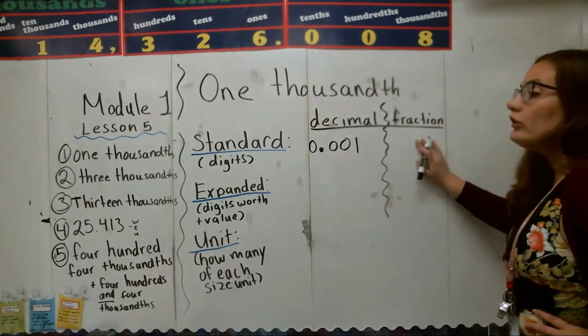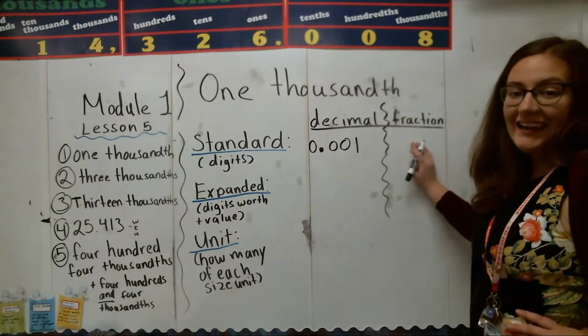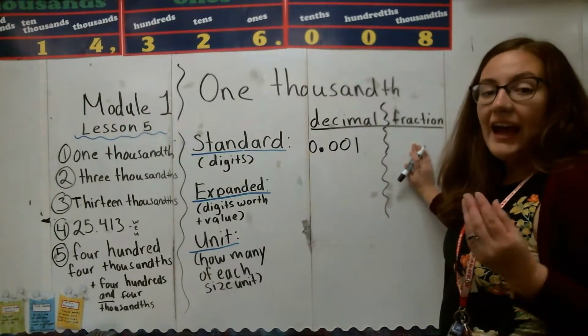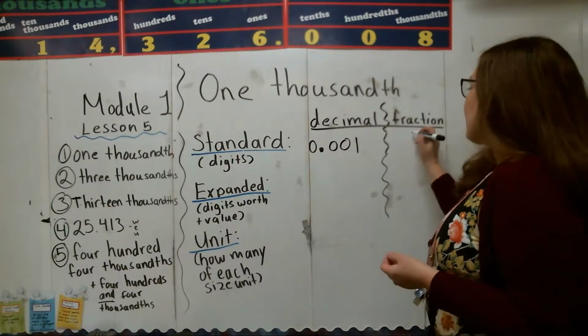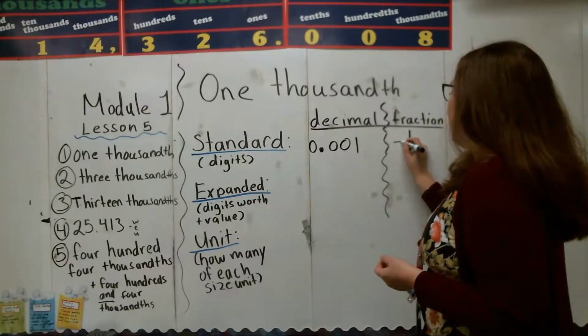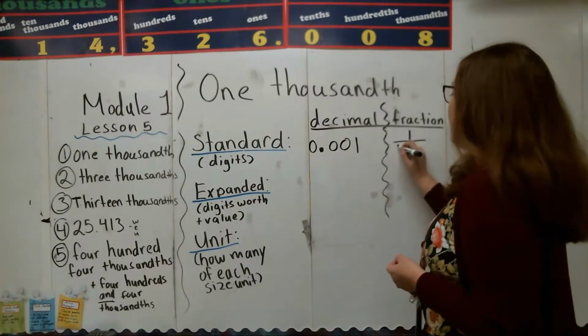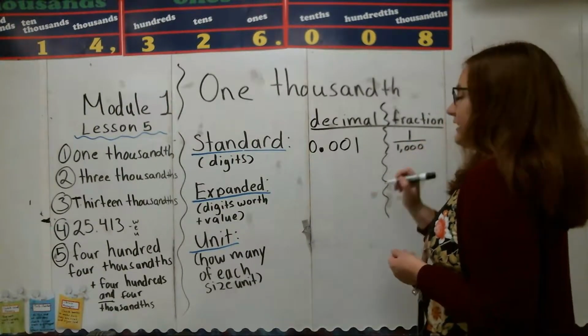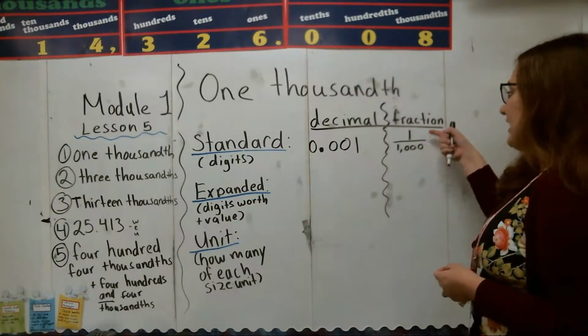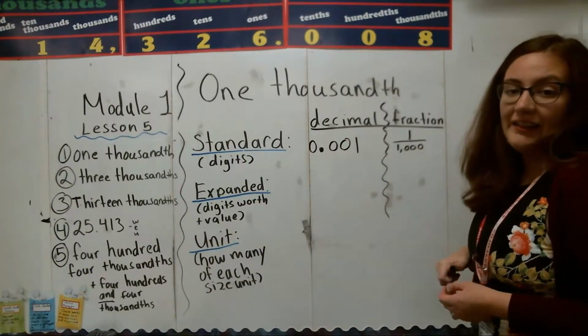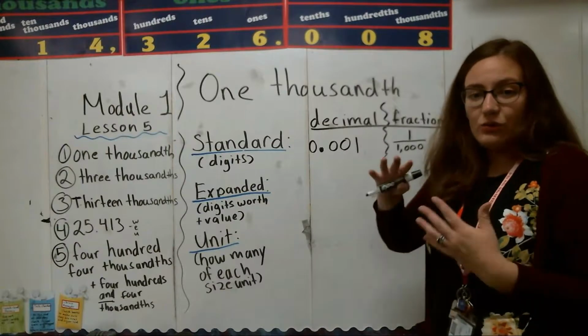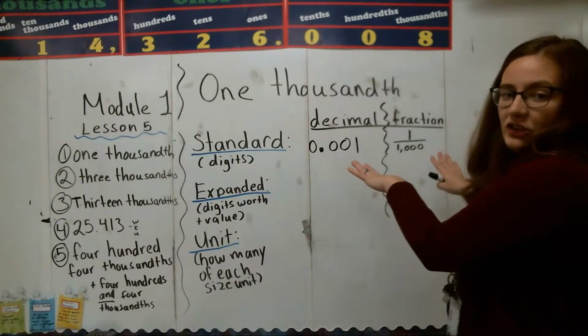Now, I can also write 1 thousandth as a fraction. And the way I would write this is I would write it as 1 over 1,000. So I'm showing you that I have 1 thousandth. And that is how we would write it as a fraction. So far, not too bad. Make sure you have this in your chart.